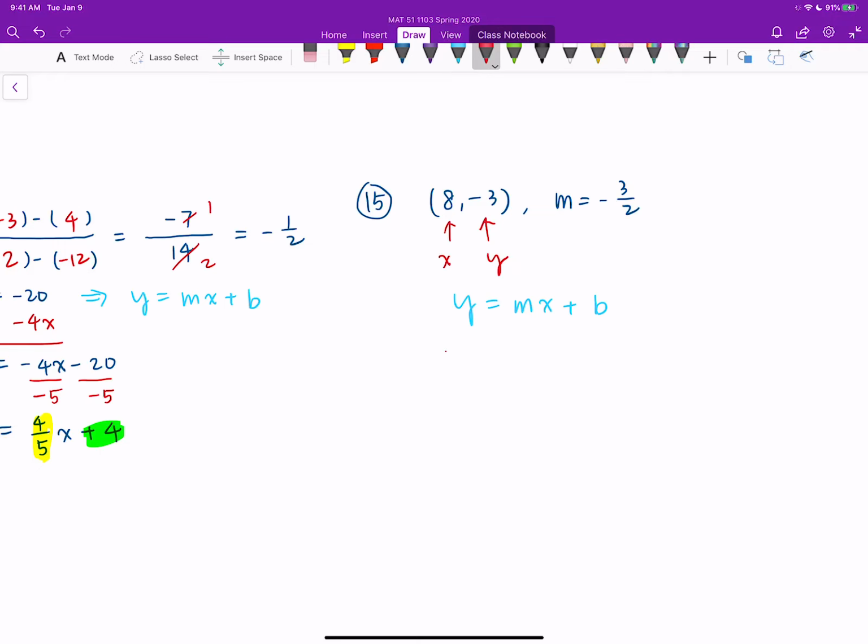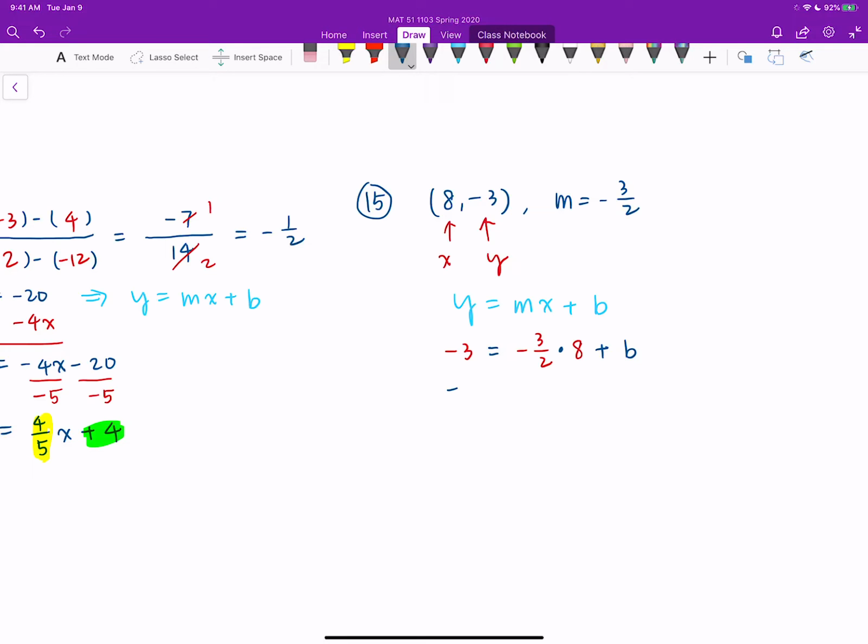Y is -3, so it's -3 below y. M is -3/2, so we just write -3/2 times x. X is 8, so times 8. And then you copy the rest of the equation. You have an equal sign right here, and then you have a plus b right here. And that is the equation that we have. In this case, we only have one variable, which is b. So it should be very easy to solve. Let's calculate.